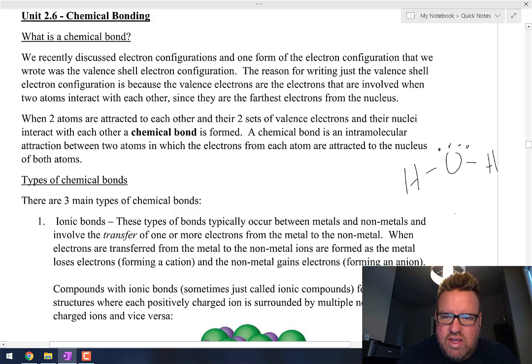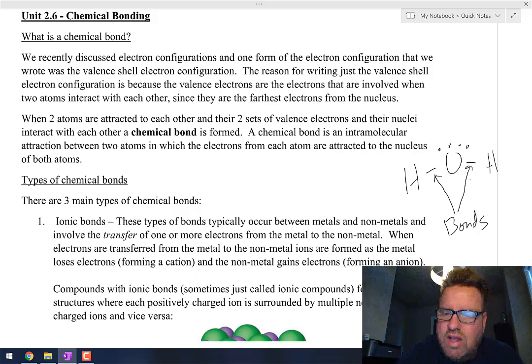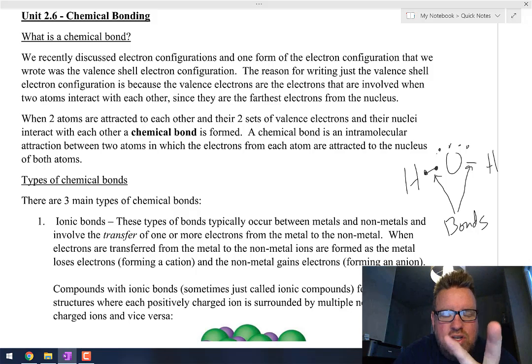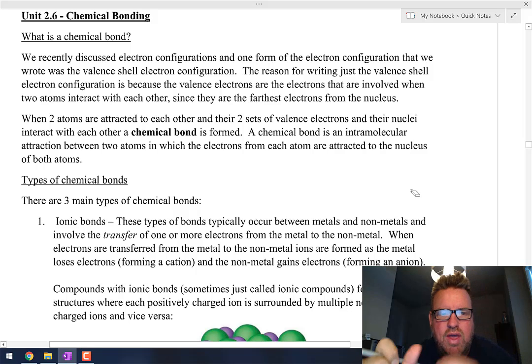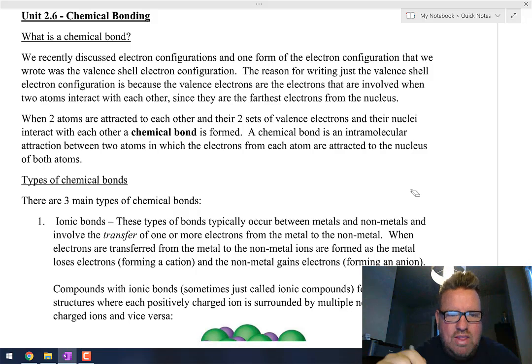Water basically looks like this, and these lines right here represent the chemical bond. Those are bonds between hydrogen and oxygen. Each of those lines represents one electron from hydrogen, like a dot, and one electron from oxygen. So each bond, each line that we draw, is made up of two electrons, one from each of those atoms. When we talk about a bond, we're talking about that attraction between one atom and another atom within the molecule itself.